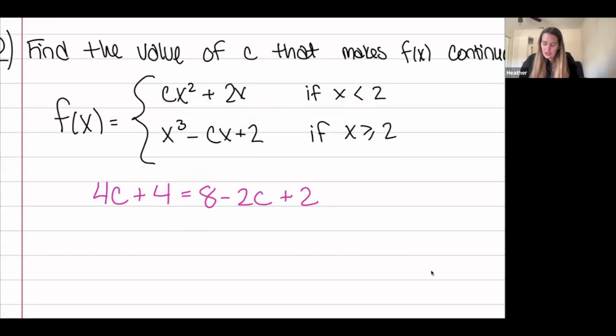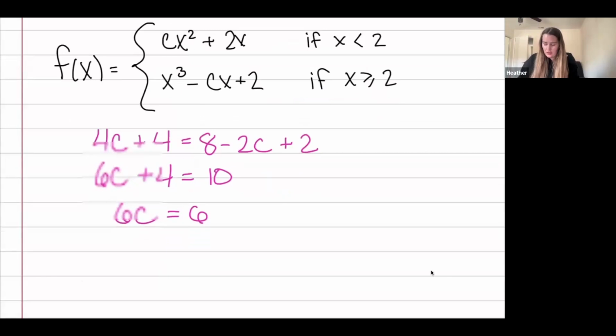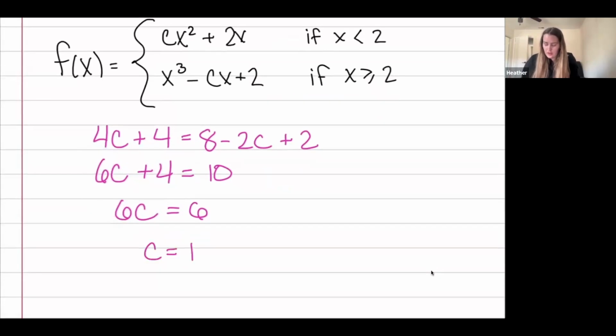So I'm going to add 2c over. I got 6c is equal to 10, and then I can subtract over that 4. 6c is equal to 6, which means c is equal to 1.